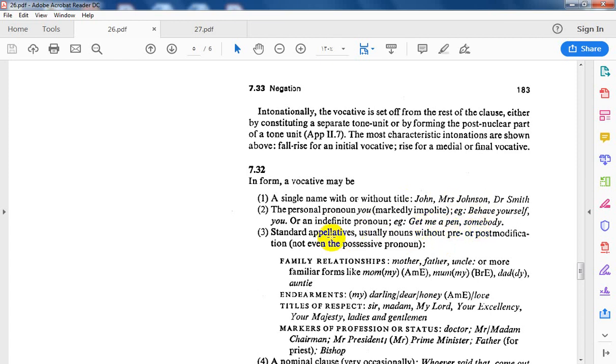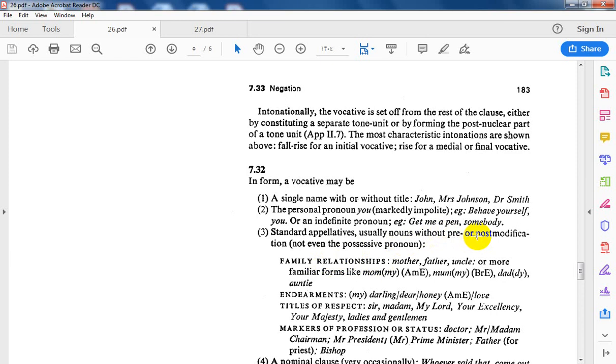Again, I have standard appellatives, usually nouns without pre or post modification, not even the possessive pronoun. Family relationships, say father, mother. We say mommy, daddy, of course, without pre or post modification.